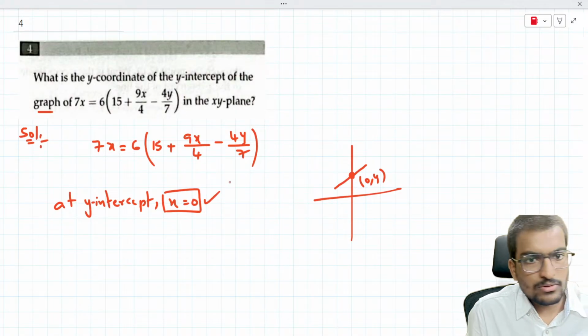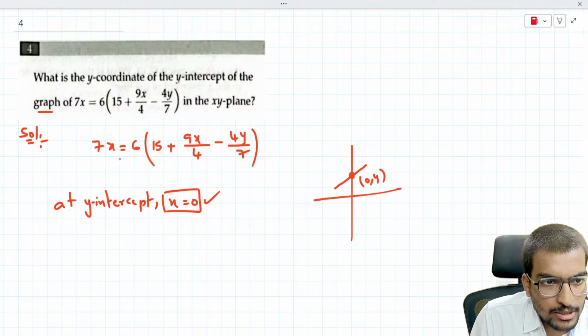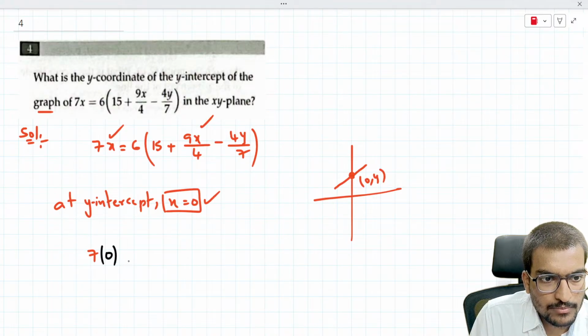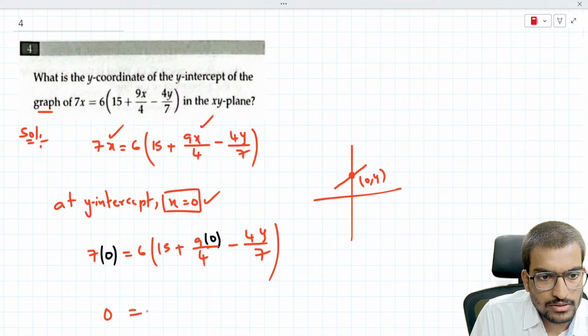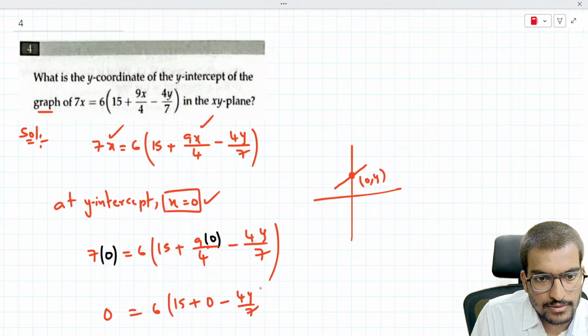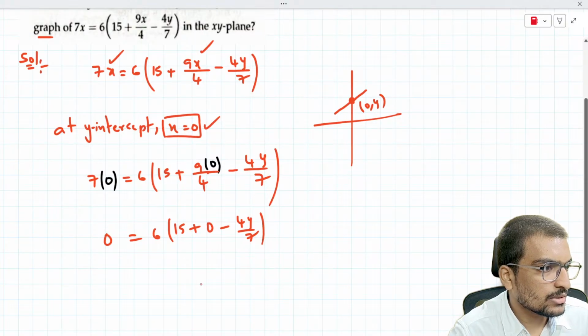And what we do now is we input x value as 0 here, and what do we get? In the place of x I'm placing 0, that equals 6 into 15 plus 9 by 4 and 0 in the place of x, and the rest as it is, minus 4y divided by 7. So this complete term becomes 0. 6 into 15 plus 0 minus 4y by 7. On solving this, we are going to get y value as something.